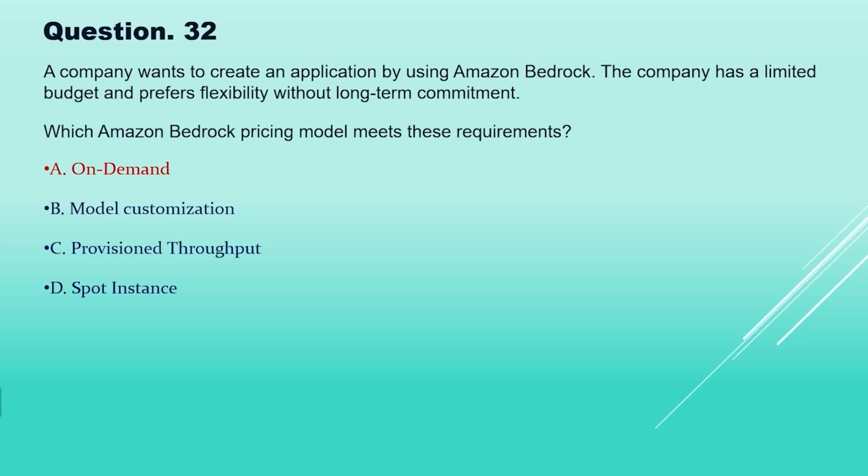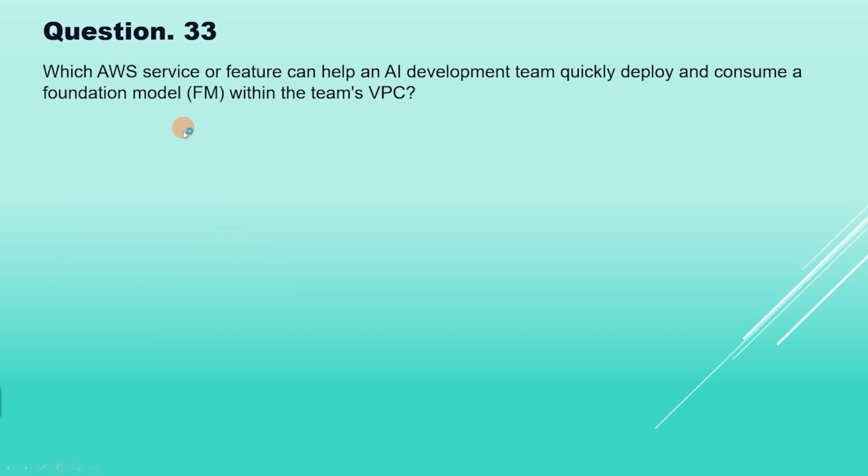So the correct answer here will be option A, on demand. Because the on-demand pricing model for Amazon Bedrock provides flexibility and allows the company to pay only for what they use without requiring long-term commitment or upfront payments. So this is ideal for a company that has a limited budget and needs to control cost while maintaining flexibility. And spot instances are not suitable here because Amazon Bedrock does not rely on spot instances due to their unpredictable nature.